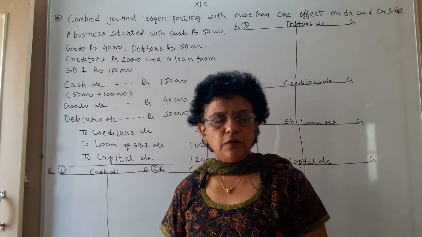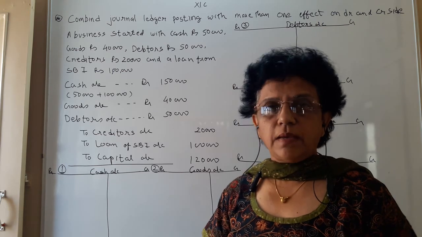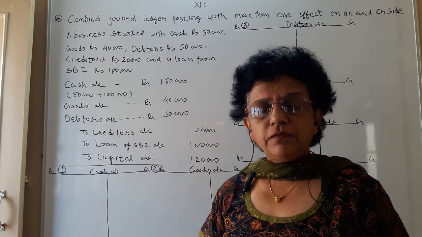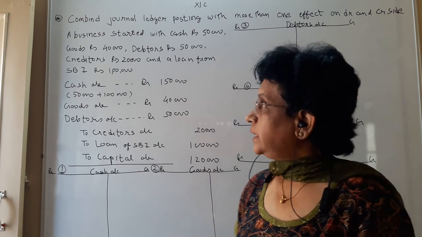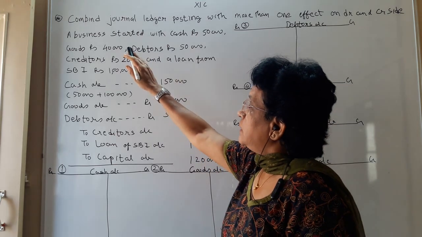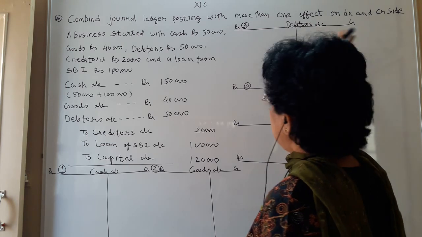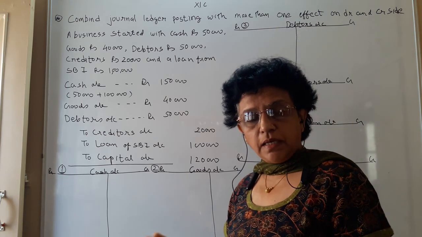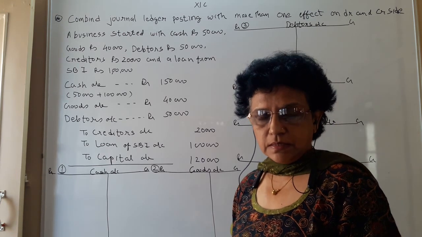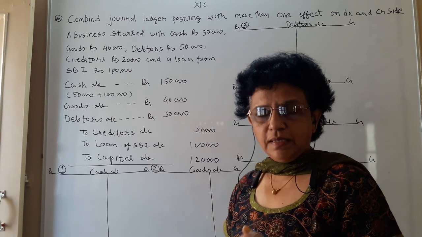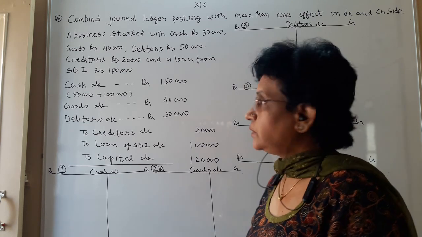Good morning friends. Today we will understand journal ledger posting when you have more than two debits or more than two credits, and how the ledger posting is to be done for such a journal. Here we have a combined journal entry, ledger posting with more than one effect on the debit or credit side. Our regular basic first journal entry is when an owner starts a business, with so many accounts debited and credited. How to do that journal posting is what we are going to learn today.